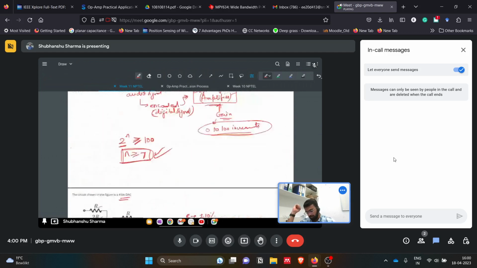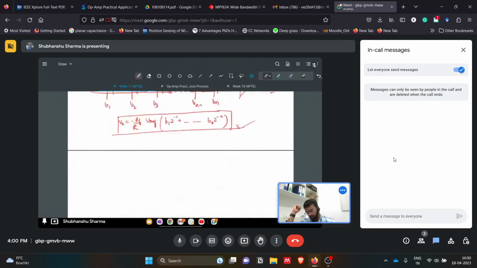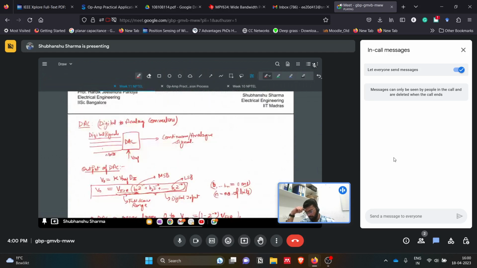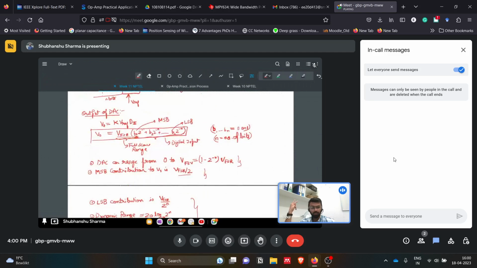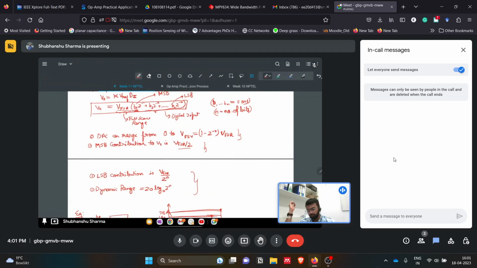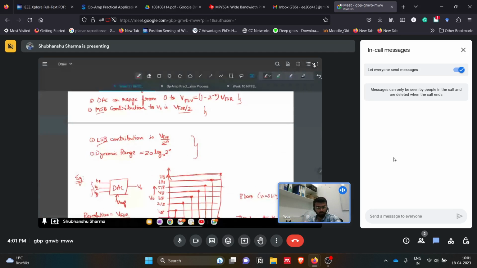Okay, so these were the questions. We'll just recap fast. We talked about digital to analog converters and the output equation of that, how the output equation is given. Then we saw the most significant bit contribution to the output and the least significant bit contribution to the output also. Then there is some dynamic range concept, but we don't have to look more into this. It's just for information.